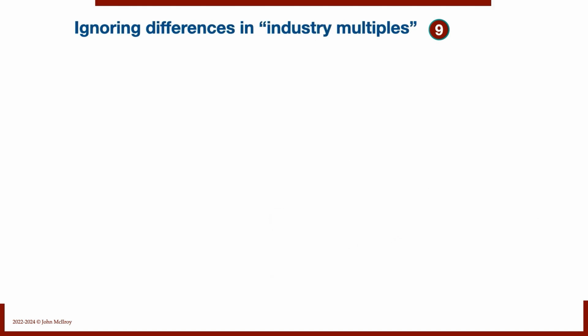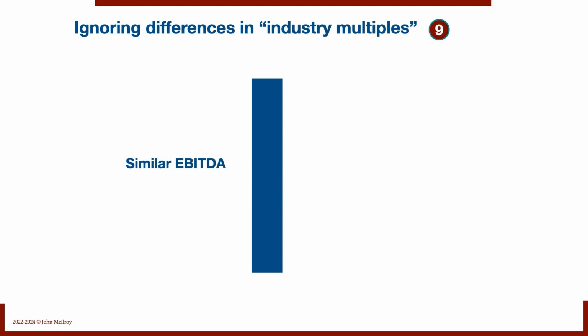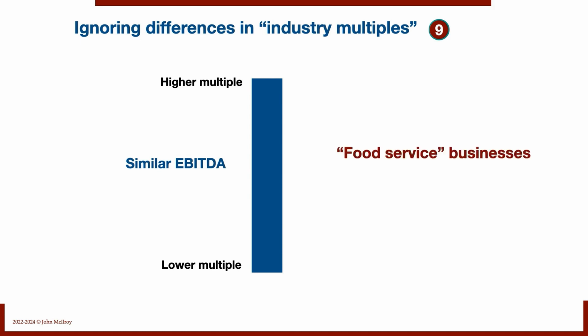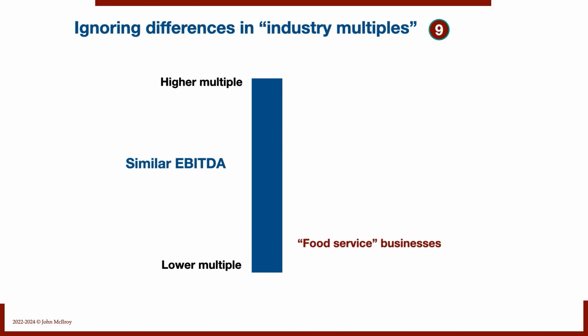Number 9, ignoring differences in industry multiples. We could have two businesses that have a very similar EBITDA, but one will have a higher multiple, the other one a lower multiple, based upon their industry. For example, if we have a food service business, they typically trade at lower multiples. We could have a SaaS business with exactly the same EBITDA, but it's going to trade at a much higher multiple based upon historical transactions. HVAC businesses somewhere in the middle.